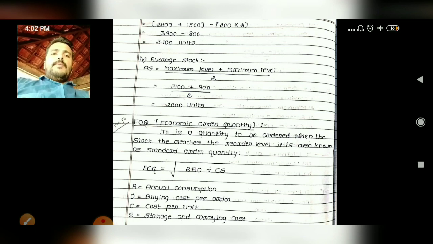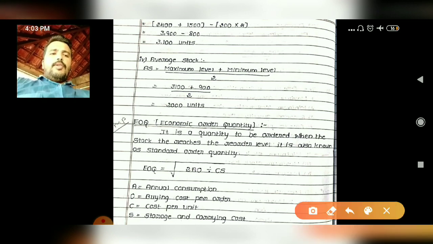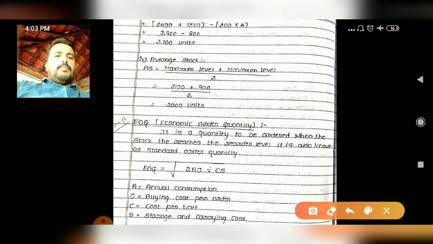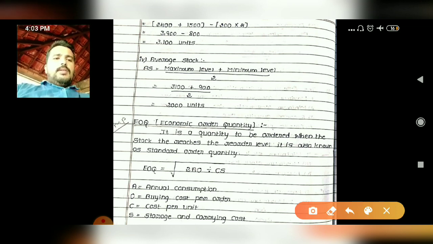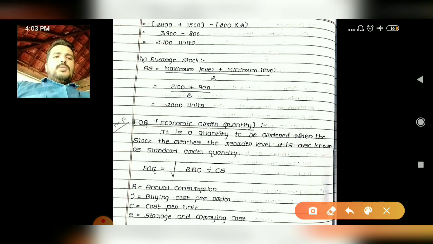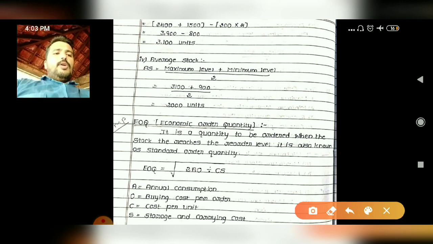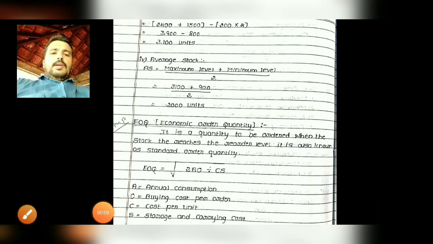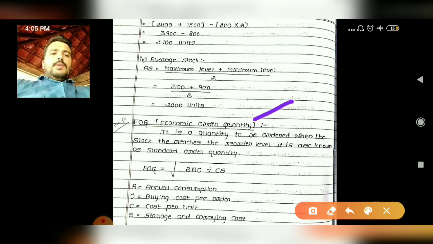So based on the formula the things are to be calculated, and how you write the formula and all that matters from the marks point of view. So this way, with the application of formula, you can calculate. Now another concept you need to study with material control is called economic order quantity. It is a quantity to be ordered when the stock reaches the reorder level.